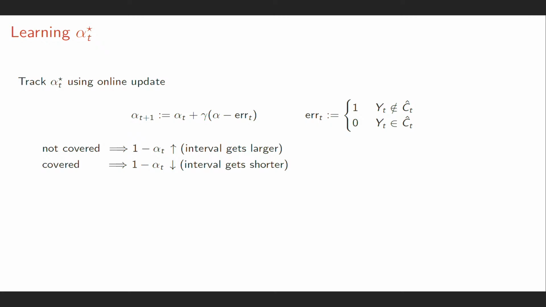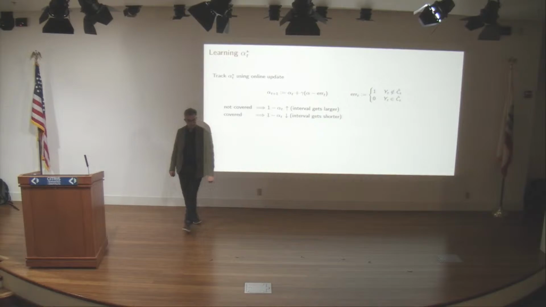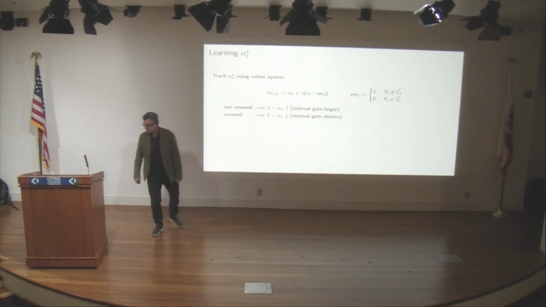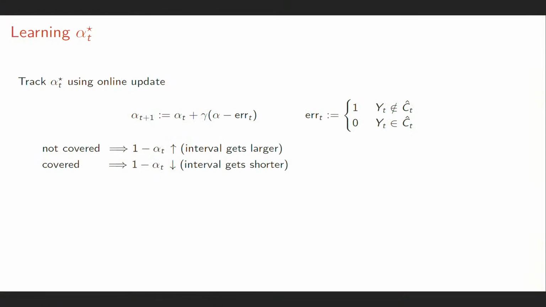And so this is the equation that we're going to use. There's this oracle parameter that we don't know, but we're going to try to track it using an online update. We're going to try to estimate which quantile we should use by using a very simple recursion. This is saying that you are using alpha t, and now you're going to use alpha t plus 1 equals alpha t plus gamma times alpha minus an error term. So the coverage is 90%. I speak like a statistician. So alpha, if we were not adapting to anything, would be 0.1. And this is the error, like yesterday, did I make an error? Did I cover or did I not cover?